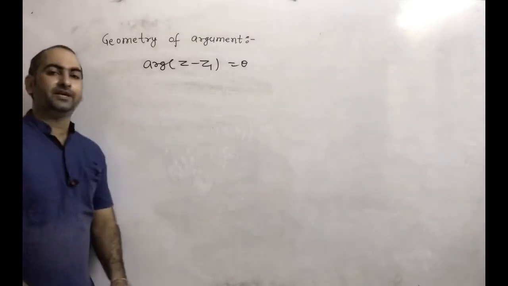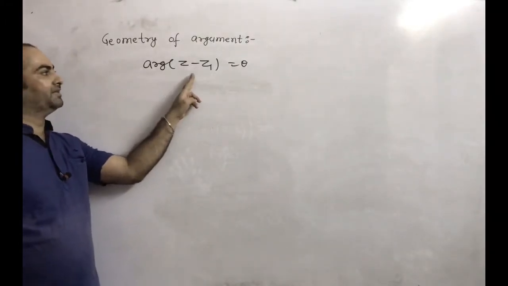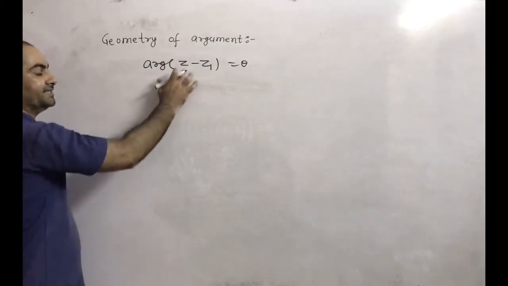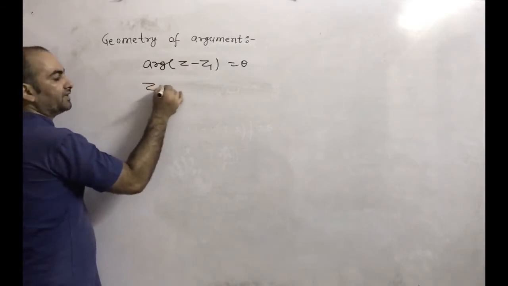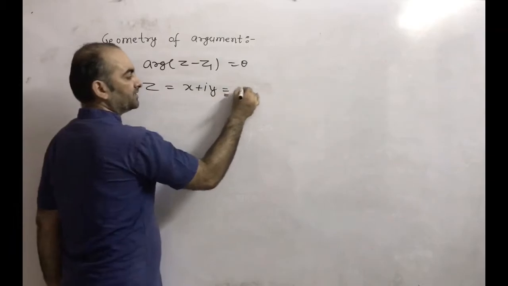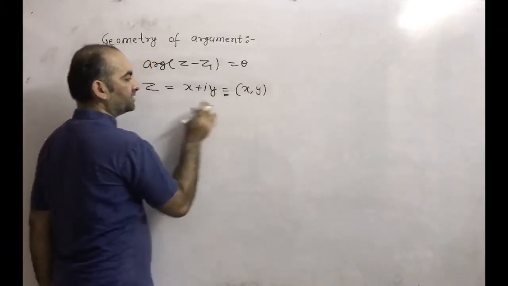Next we are discussing representation of argument of z minus z1 equal to theta by using mathematical calculation. Okay, so here what is z? Z is a moving point. So z we can take as x plus iota y. So x plus iota y we can write as x comma y. So this is a moving point.